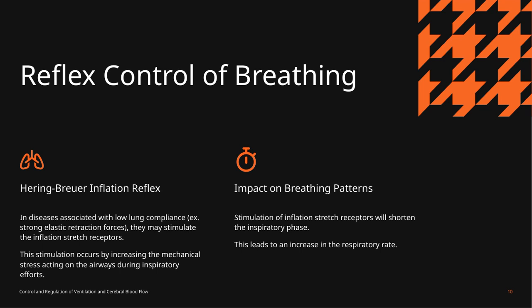One key reflex involved here is the Hering-Breuer inflation reflex. When these stretch receptors are stimulated, they actually shorten the inspiratory phase of breathing. As a result, this reflex causes an increase in the respiratory rate. This mechanism plays an important role in shaping breathing patterns, especially in pathological conditions. It helps prevent overinflation of the lungs and maintains efficient ventilation.